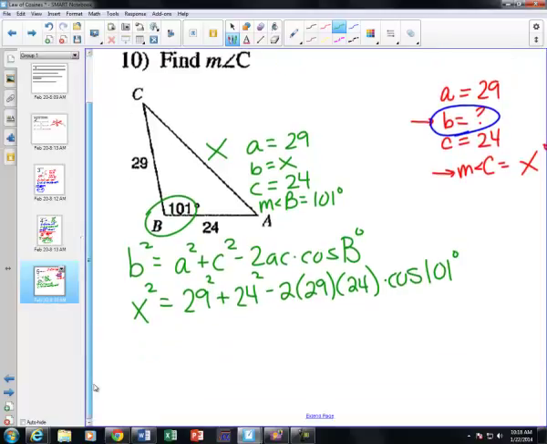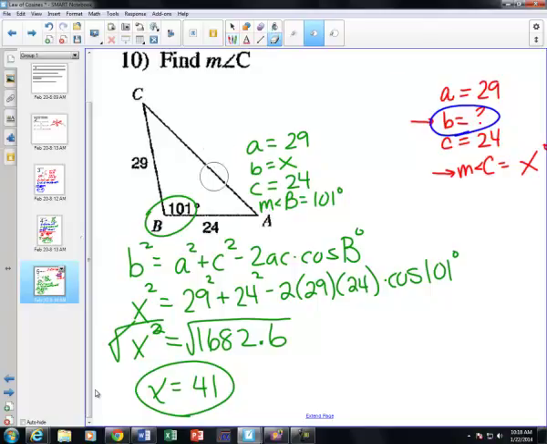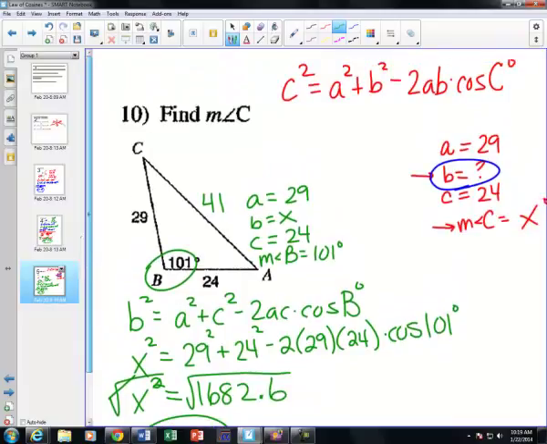So this is one of the easy ones. Yay! All we've got to do is plug all that stuff on the right side into our calculator. And when you do that, you're going to get x squared equals 1,682.6. And then, to get rid of the square, you're going to square root, and we're taking the positive root. It comes out to right about 41 even. And so now I know that this side is 41. And now I can fill that in over here.